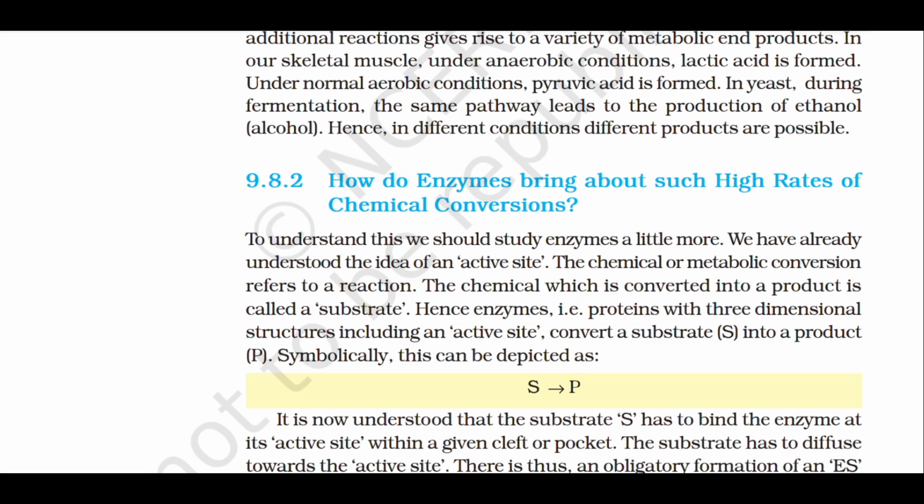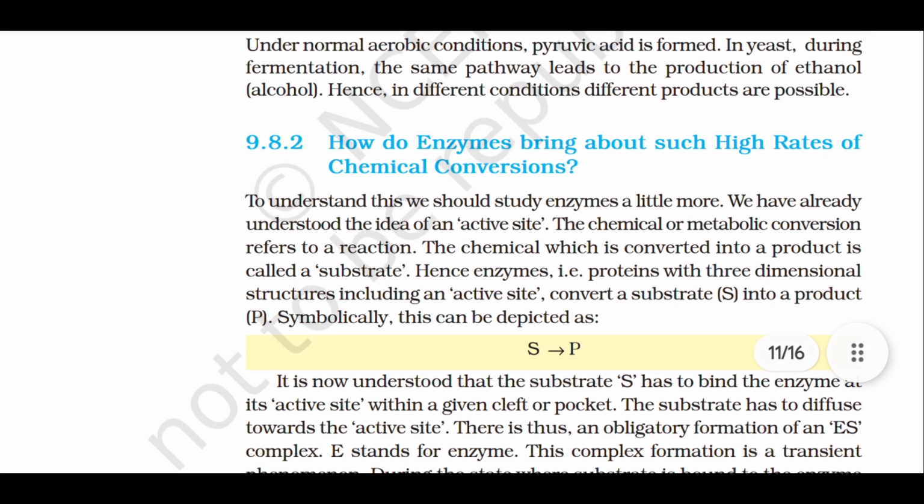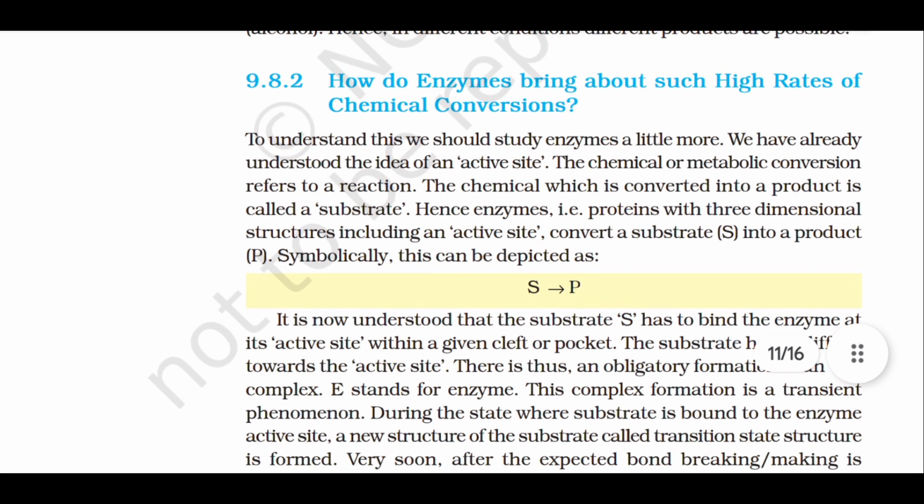9.8.2 How do enzymes bring about such high rates of chemical conversions? To understand this, we should study enzymes a little more. We have already understood the idea of an active site. The chemical or metabolic conversion refers to a reaction. The chemical which is converted into a product is called a substrate. Hence, enzymes, that is, proteins with three-dimensional structures, including an active site, convert a substrate into a product.